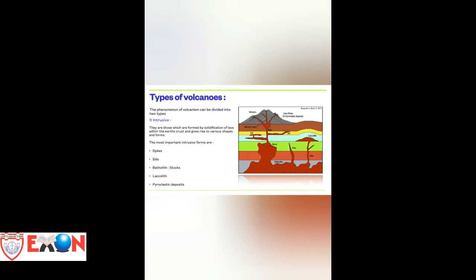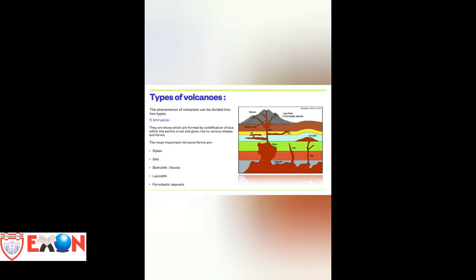Children, when the magma cools down below the ground, the resulting intrusions take the forms of crevices and fissures in the rocks below the ground. These intrusive forms may appear on the surface in course of time due to denudation of rocks lying above them.